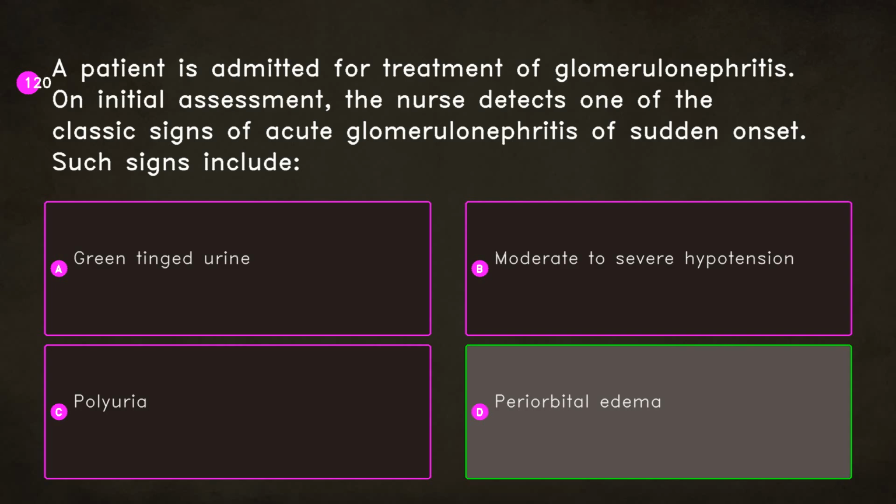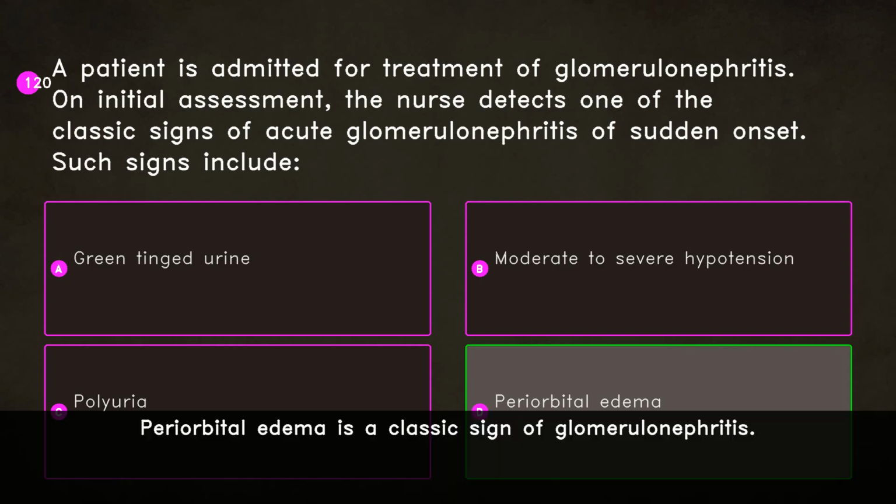The correct answer is periorbital edema. Periorbital edema is a classic sign of glomerulonephritis.